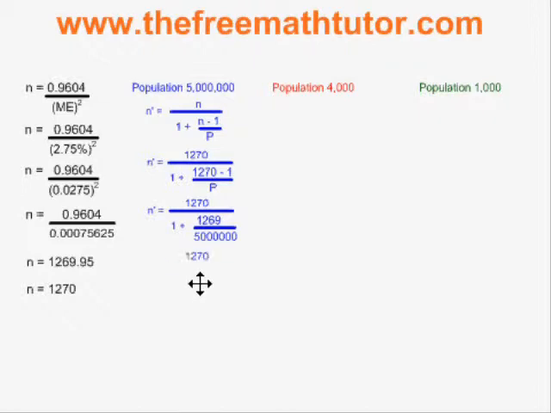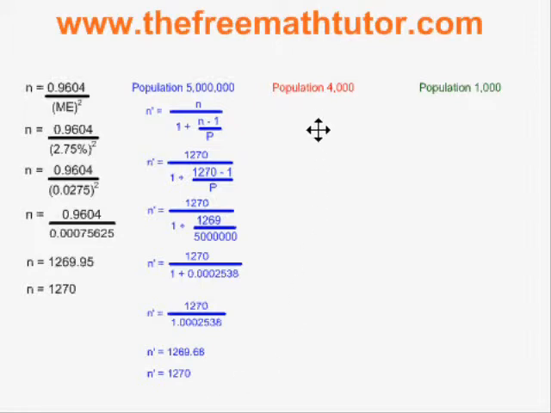And gradually, as we simplify, we end up with a rounded off value of 1269.68. But of course, in a sample, we need to interview whole people. We cannot interview 0.68 of a person, so we have to round it off to the nearest unit. And what we're getting is 1270. This makes sense. It means that for a population as large as 5 million, 1270 is actually a large enough sample size to achieve the 2.75% margin of error that we wanted.